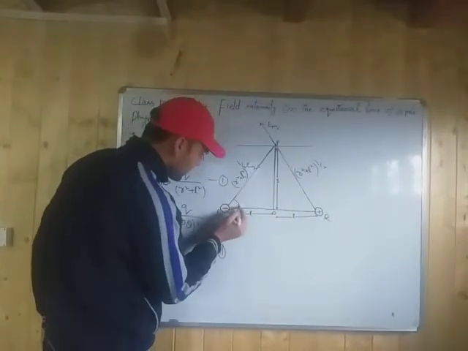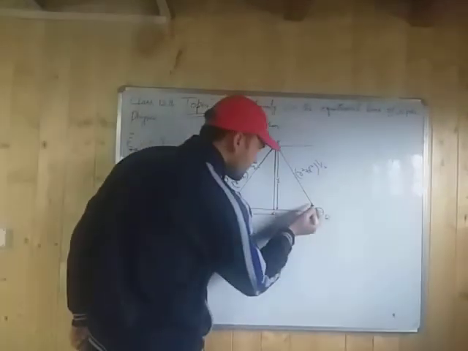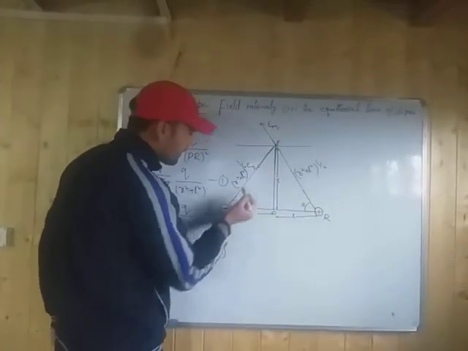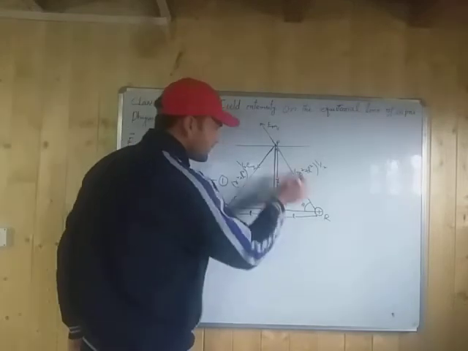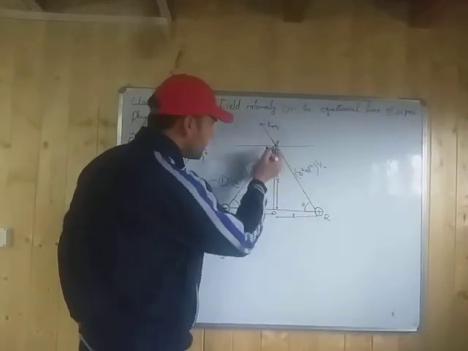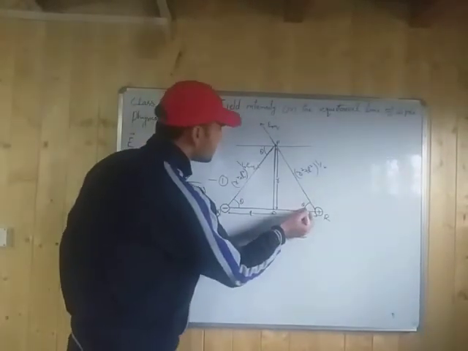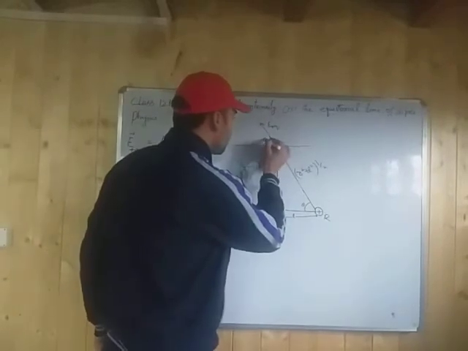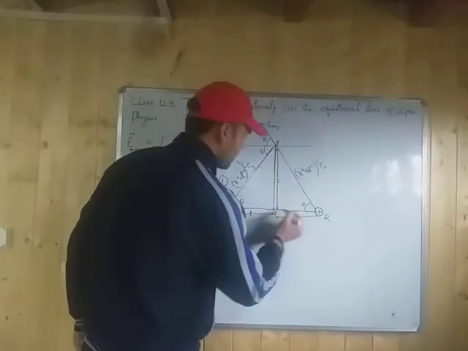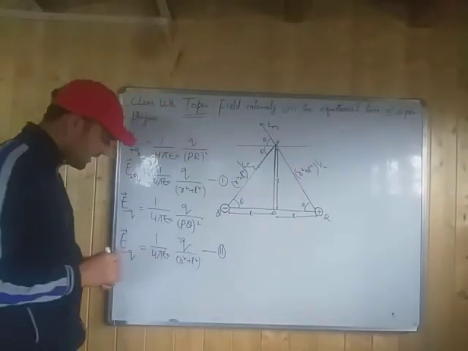Now here we make angle theta. If this length and this length are the same, and this is theta, then this will be theta, alternate angles. If this is theta and this is here, this will be theta, the corresponding angles, because this line is parallel to this line.